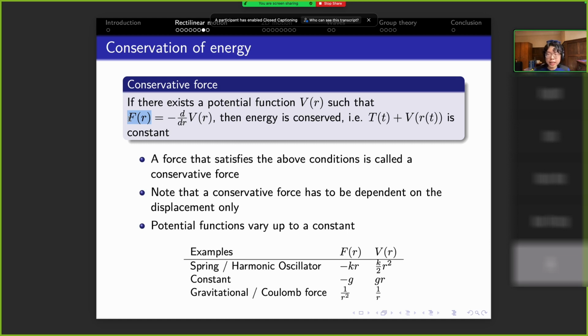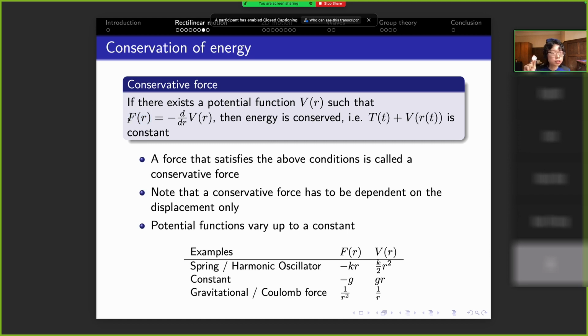But what I really am saying is that if I'm at this position, then no matter what time I'm at, the force is going to be exactly the same, right? If I'm at this position, the force is always going to be the same, regardless of what time I'm at. And that's really what I mean when I say that the force is dependent on position only.